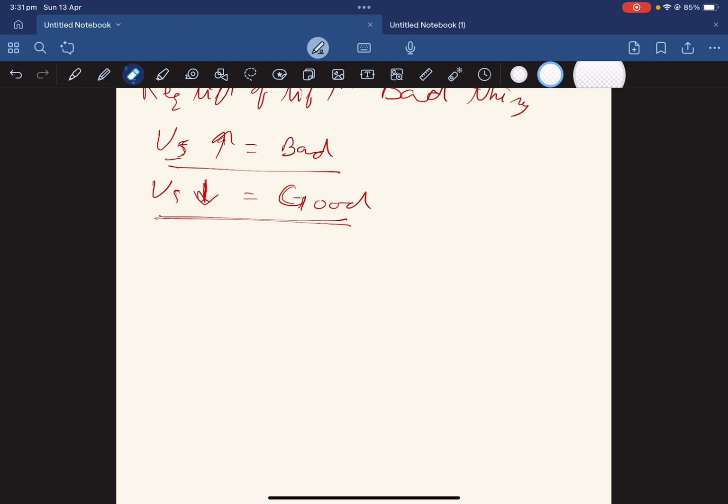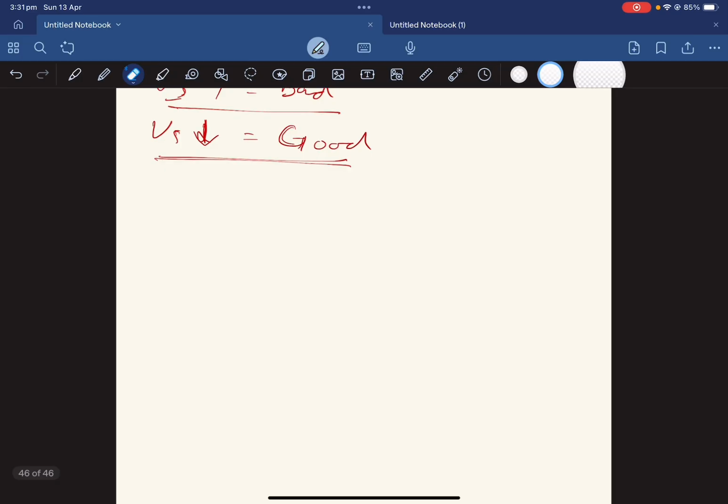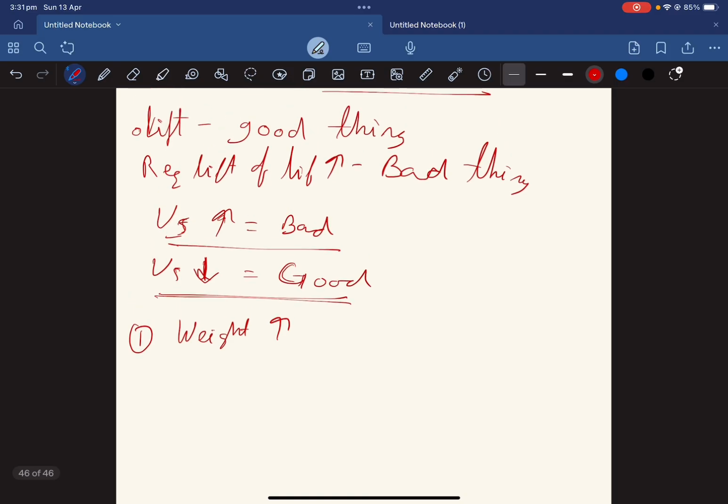All right, so the first factor we're going to talk about is weight. Tell me, if my weight increases, does my lift increase, or does my requirement of lift increase? What do you guys think? Of course, it's the requirement of lift. If my weight increases, my requirement of lift increases. Hence, my stall speed is also going to increase.